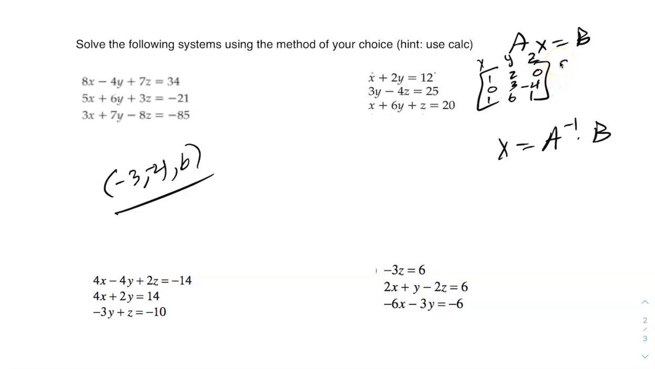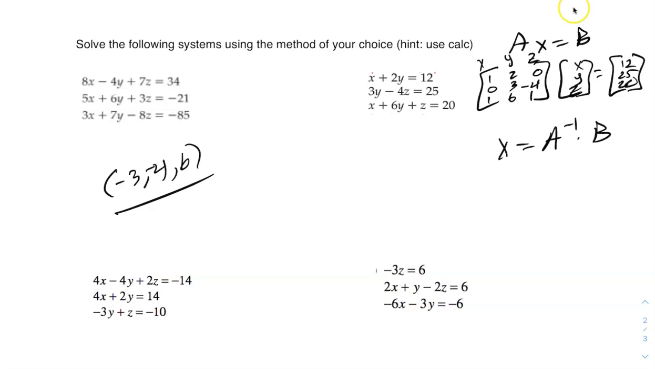Then for here we would have X, Y, Z. Again, why is it X, Y, Z like that? Again, for an identity matrix, it would be 1, 1, 1. It comes from identity. And then my constants would be 12, 25, 20 for my B.